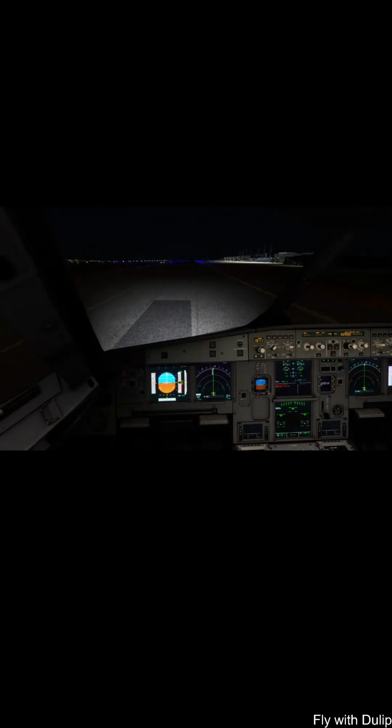Malé ground, FedEx 1132, radio check. FedEx 1132, Malé ground, VG 5x5.